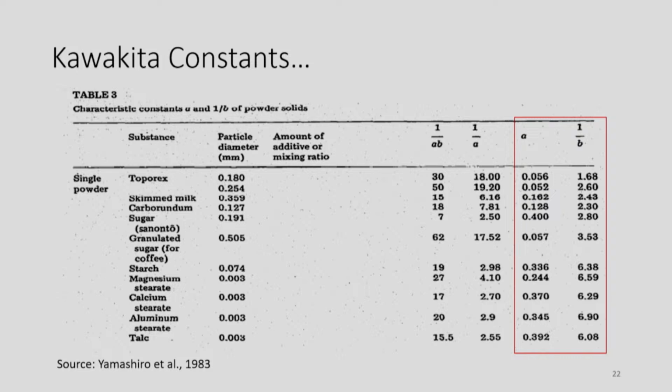The A value is much smaller for granulated sugar than for regular sugar. Granulated sugar is larger in size, right? So its flow behavior will be better than the small-sized sugar powder. Okay. If you go into a literature search, you will get lots of values for different powders. Okay.